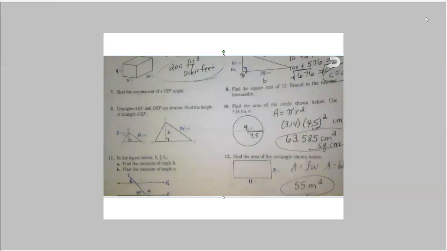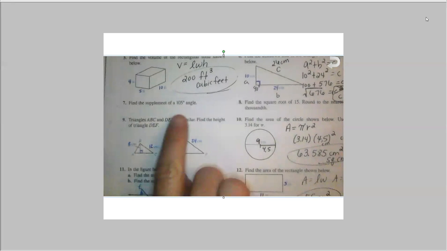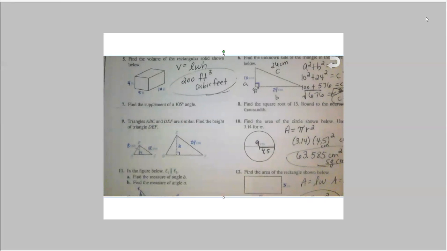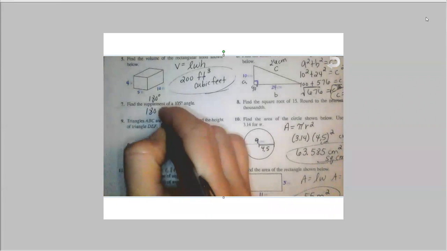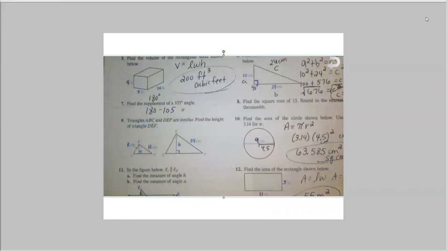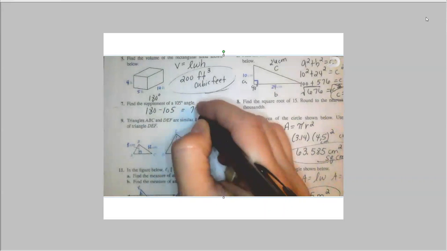Okay, I'm going to go back to the previous page. Number 7 says find the supplement of a 105-degree angle. We just looked over that definition at the beginning. Supplementary angles add up to be 180 degrees. So if I want to find the supplement to 105 degrees, I need to know what angle can I add to 105 degrees to equal 180. So all we have to do is subtract 180 minus 105. That will be 75 degrees.